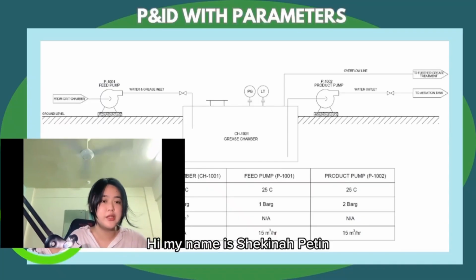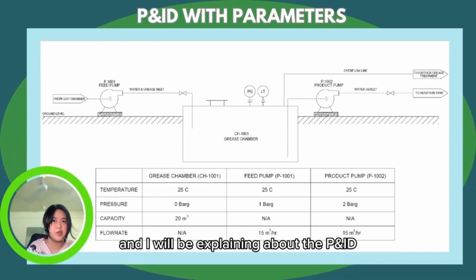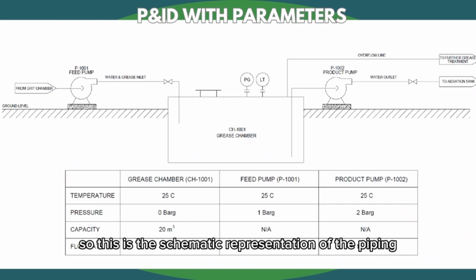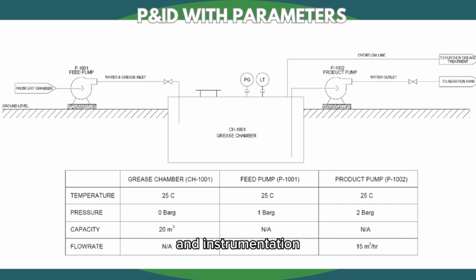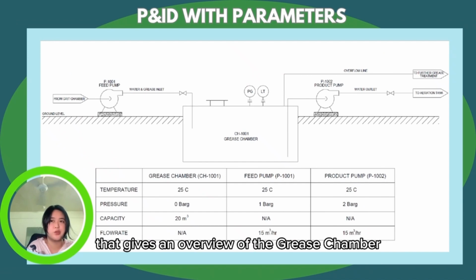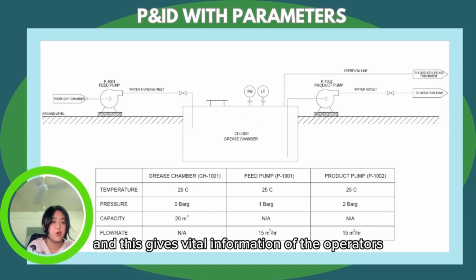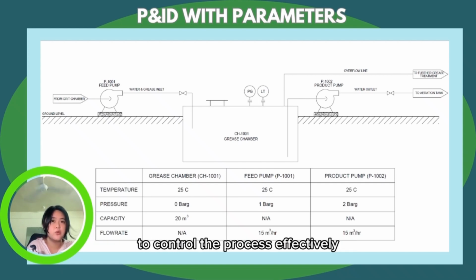Hi, my name is Ganapatin and I will be explaining about the P&ID of the grease chamber. This is the schematic representation of the piping and instrumentation that gives an overview of the grease chamber. The P&ID includes symbols representing various instruments such as the level indicator and also the pressure gauges, and this gives vital information of the apparatus to control the process effectively.